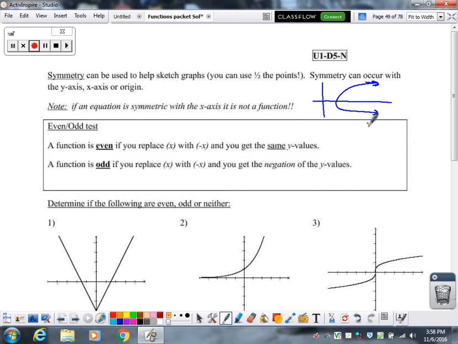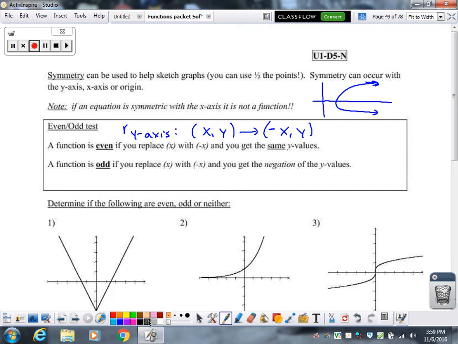So we have a test to determine whether or not a function is even or odd. To determine if a function is even, we replace the x value with a -x, and we should get the same y value. You've seen this before back in geometry. There was a rule that when you reflected a point over the y-axis, x, y became -x, comma y. That should look really familiar.